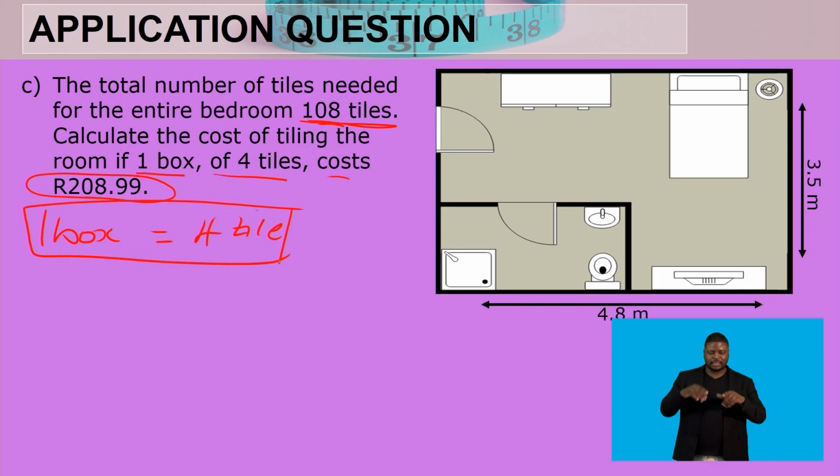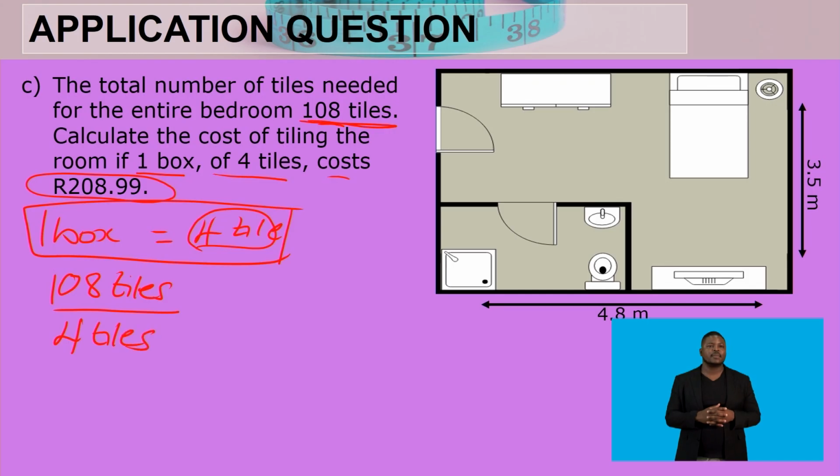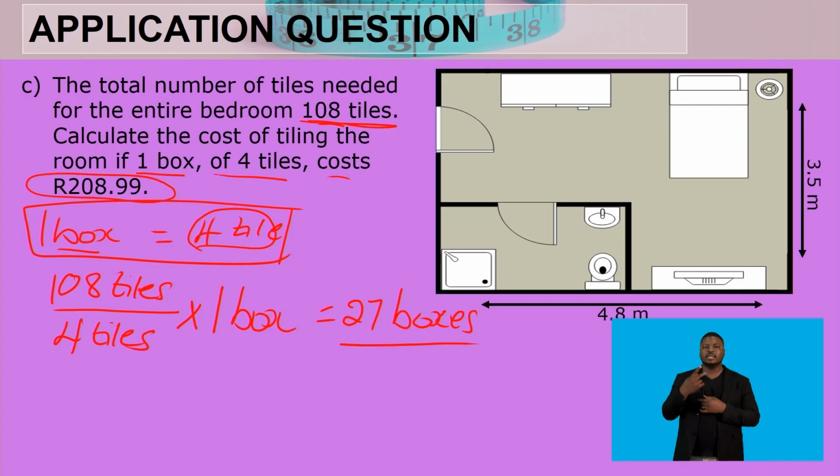How many tiles do we need? We need 108. So we have to check first the number of boxes that are required so that we can multiply it with the price, because they are selling the tiles in boxes, not each tile. So we've got 108 tiles. We divide it by the one that is the same unit, which is 4 tiles, and then we multiply by 1 box. So 108 divided by 4. What do we get? We get 27 boxes. So we need 27 boxes of tiles.